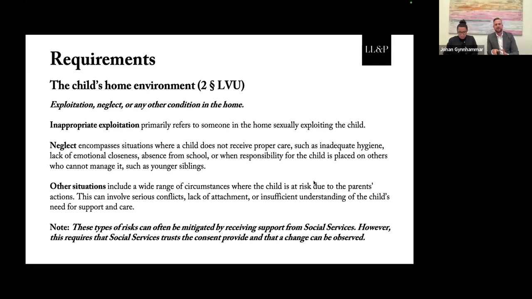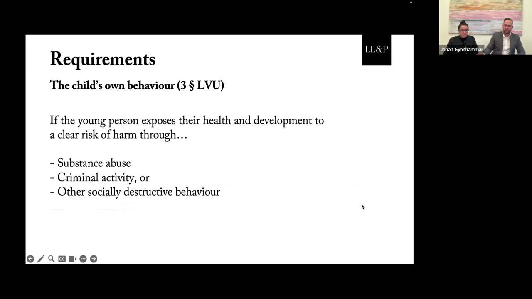And these types of risks can often be mitigated by receiving support from the social services, because as Anusha mentioned before, there is a possibility to get measures and get help from the social services on a voluntary basis. So often you can mitigate these risks by receiving support from the social services. Of course, you need to show that you have consent to the measures and that this will have effect, but that is something that is good to know about.